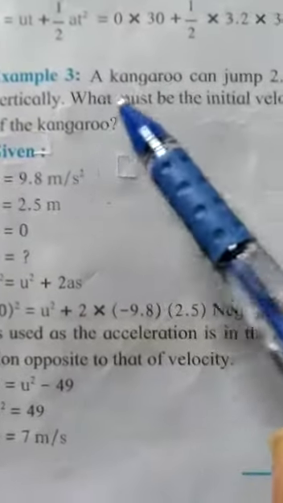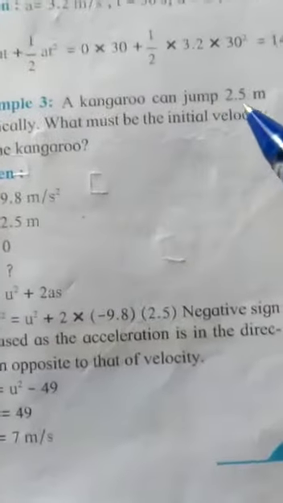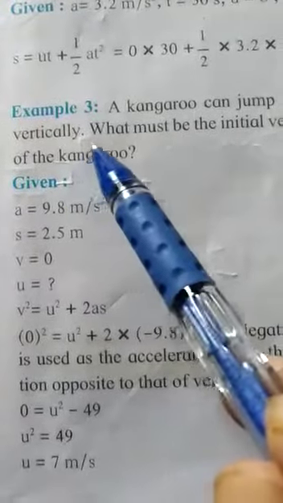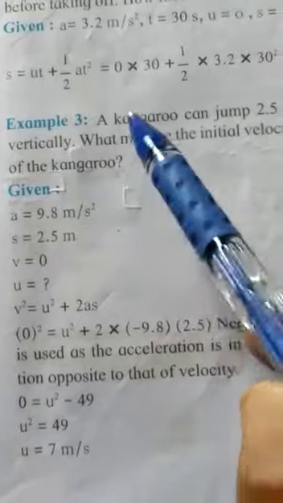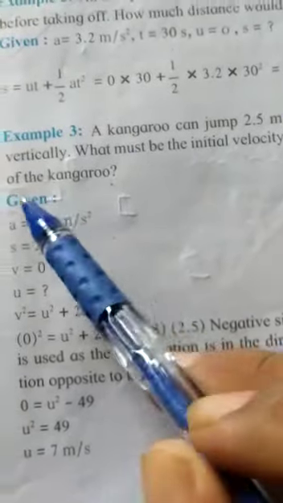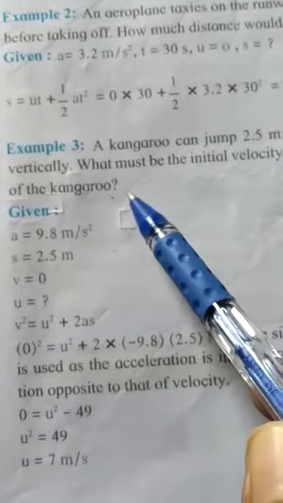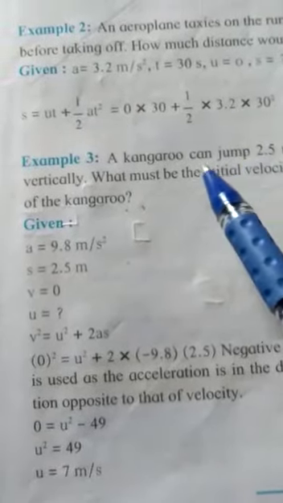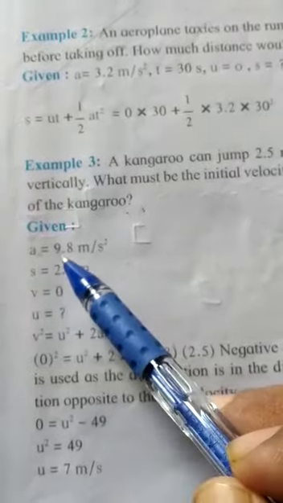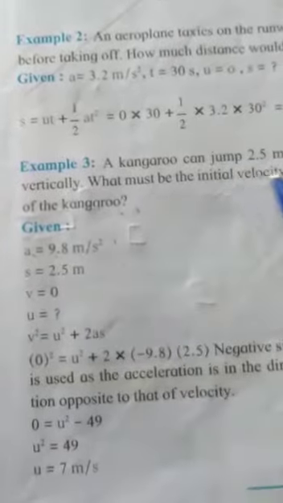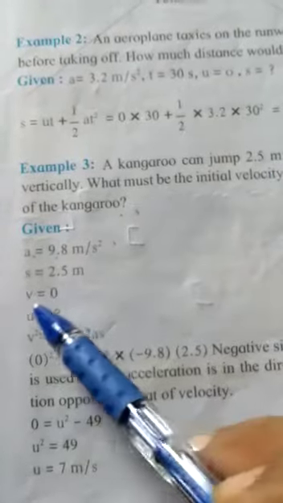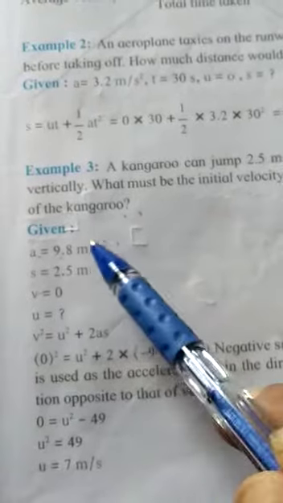Now we have to take some examples. Here, page number 11. A kangaroo can jump 2.5 meters vertically. What must be the initial velocity of the kangaroo? Students, listen to what is given here. We know the acceleration due to gravity is 9.8 meters per second squared, and the displacement of the jump is given as 2.5 meters. And we have to find the initial velocity.